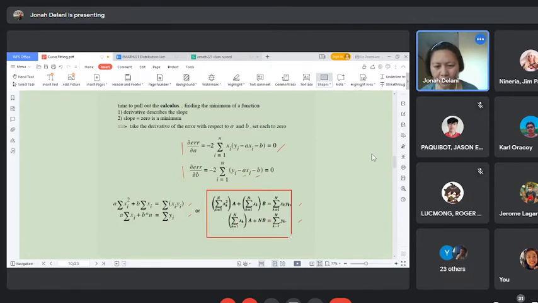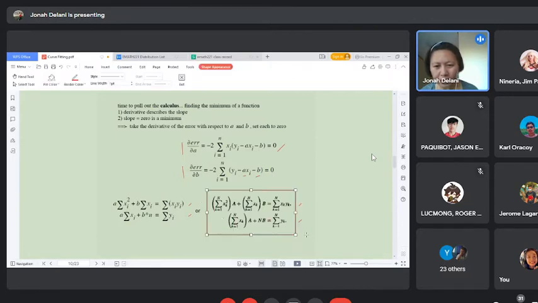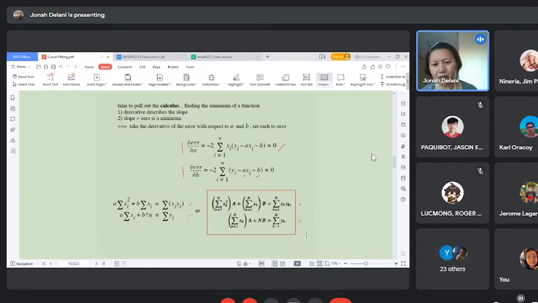So now, this would be the resulting equation for this. For a set of points, we would be able to solve for this. We square all the x's. We get the sum of all the squares of the x's times a plus the sum of the x times b equals the sum of the products of x and y. This is the first equation.